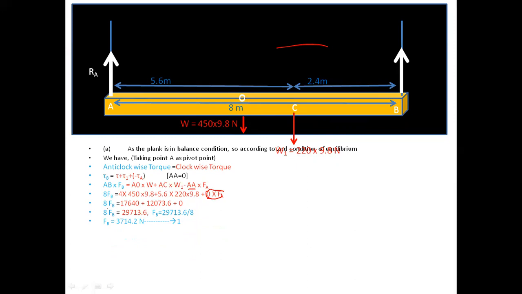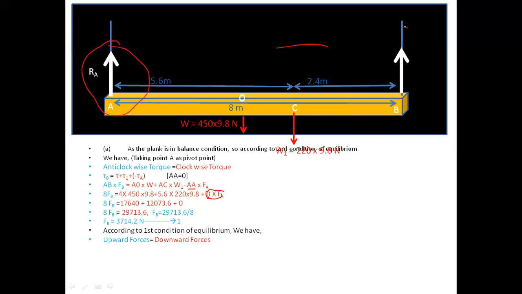You can calculate it. It will be 8 FB is equal to 17,640 plus 12,073.6. The total sum will be 29,713.6, and the 8 will go to the other side, so FB will be 29,713.6 divided by 8. It will be equal to 3,714.2 Newton. According to the first condition of equilibrium, now we have to find the value of RA as well.